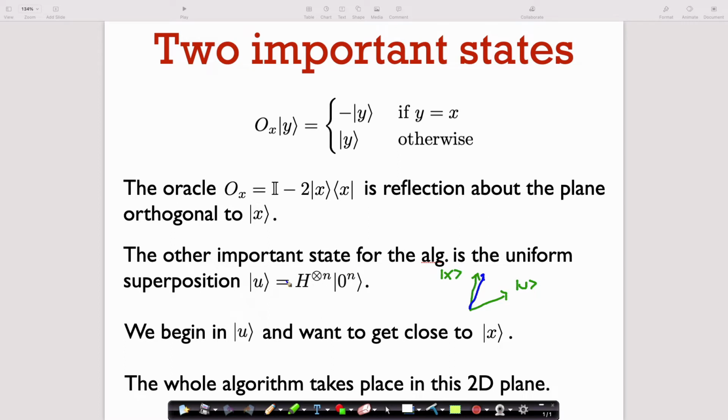So that's the basic idea. We're going to start out in this uniform superposition, and we want to get to a state closer to x. The state of our algorithm is always going to be in this two-dimensional plane. We're actually just going to do a sequence of rotations that is going to move this vector, the uniform superposition. We start out there and then do a sequence of rotations to get closer and closer to x. And then once we get close enough, we want to stop the algorithm and measure. So that's a very high level intuitive picture of what's going to happen.